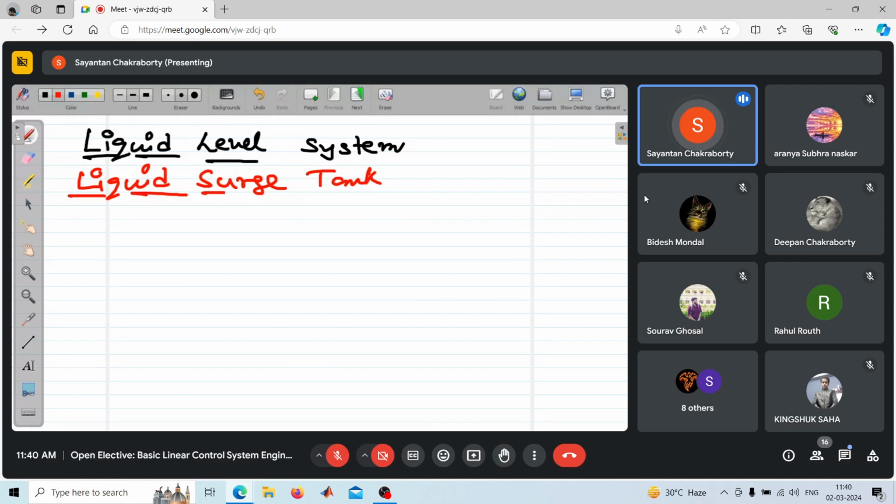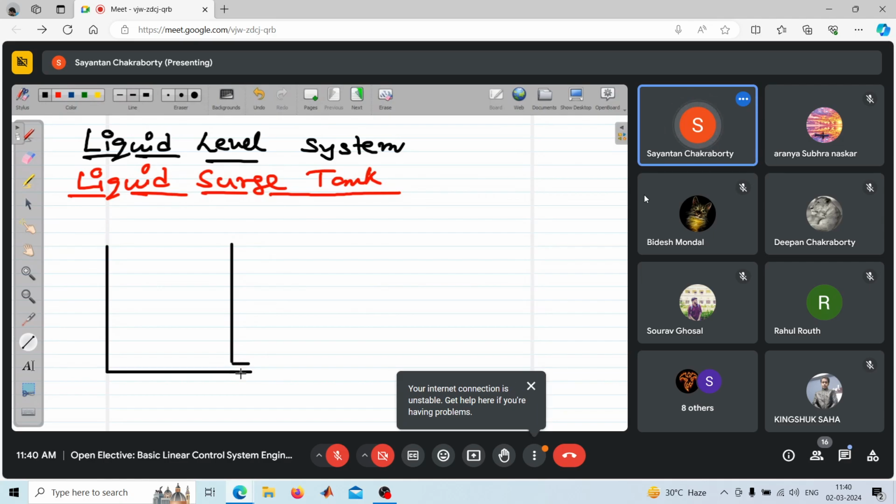Now, what is the basic principle of a surge tank? Surge tanks are normally tanks with sufficient capacity so that any disturbance occurring due to a sudden increase in demand or a fall in supply can be taken care of merely by the volume of liquid that is stored inside the tank. So this is the basic principle of a surge tank.